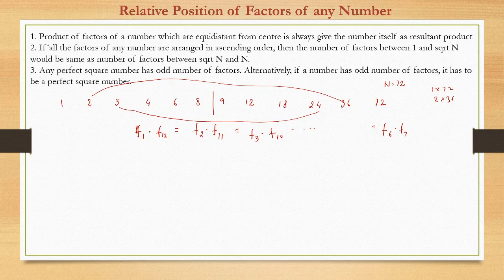Now the product of factors of a number which are equidistant from the center will always give the number itself as the resultant product. If all the factors of any number are arranged in ascending order, then the number of factors between 1 and square root n would be the same as the number of factors between square root n and n. So this is the same concept. I mean, earlier also I have discussed this.